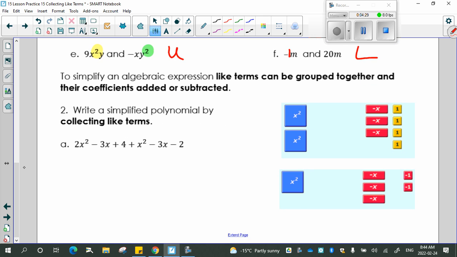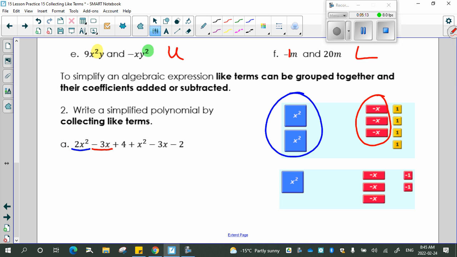Okay, so to simplify an algebraic expression, like terms can be grouped together and their coefficients added or subtracted. So if you look over here at the side, 2x squared is represented by that part of the picture there. Negative 3x, so I'm underlining 2x squared in my first color. My next color is I'm going to use red. It doesn't matter what color you use, but x squared and x aren't the same ending. So here's my negative 3x's.